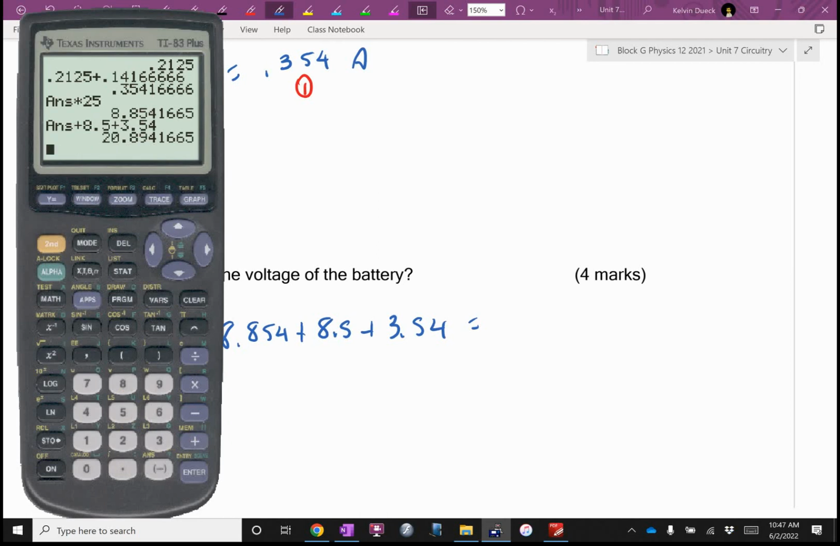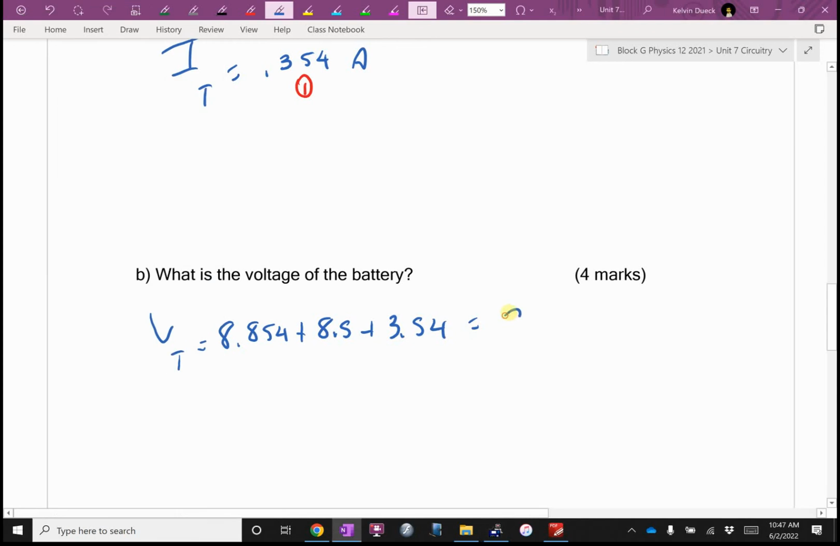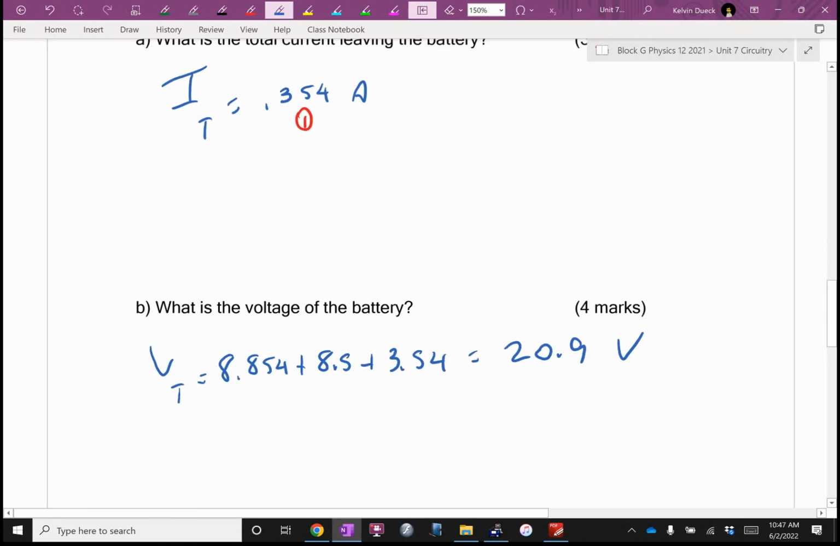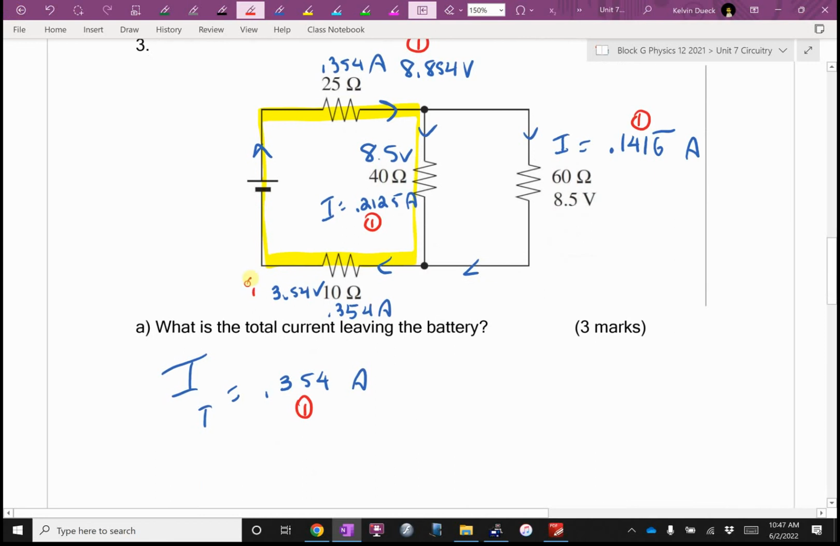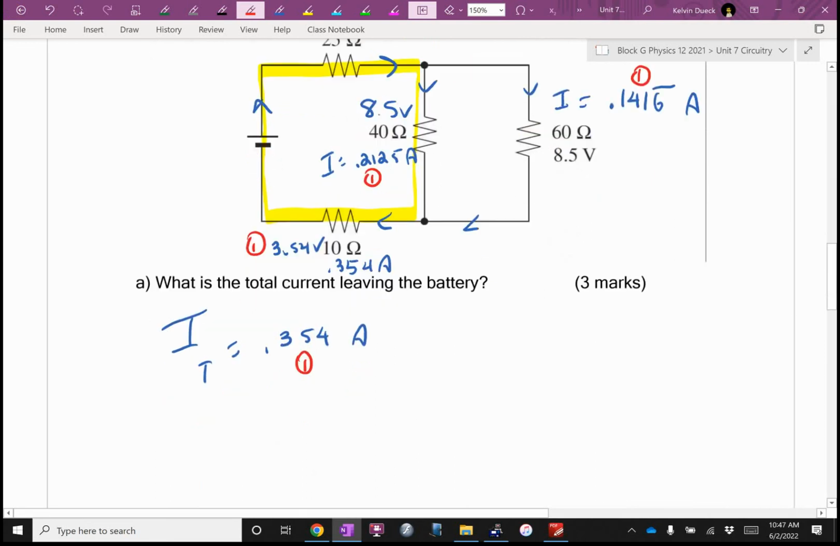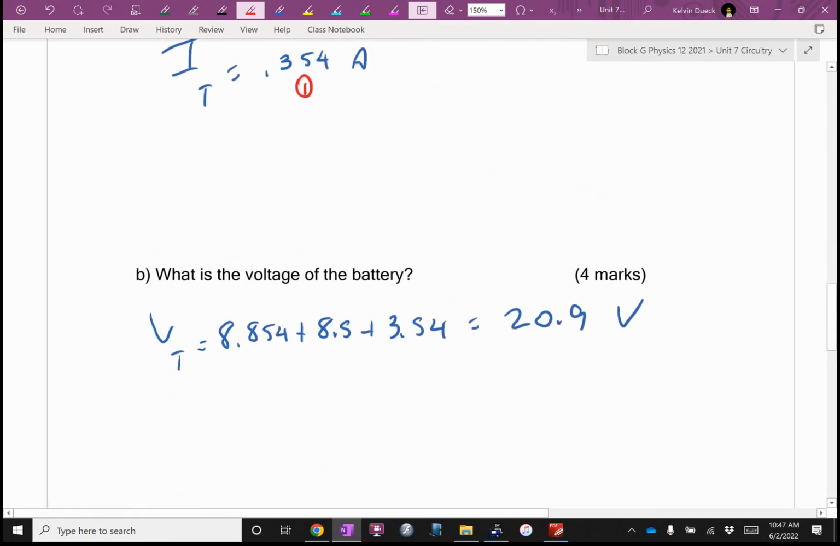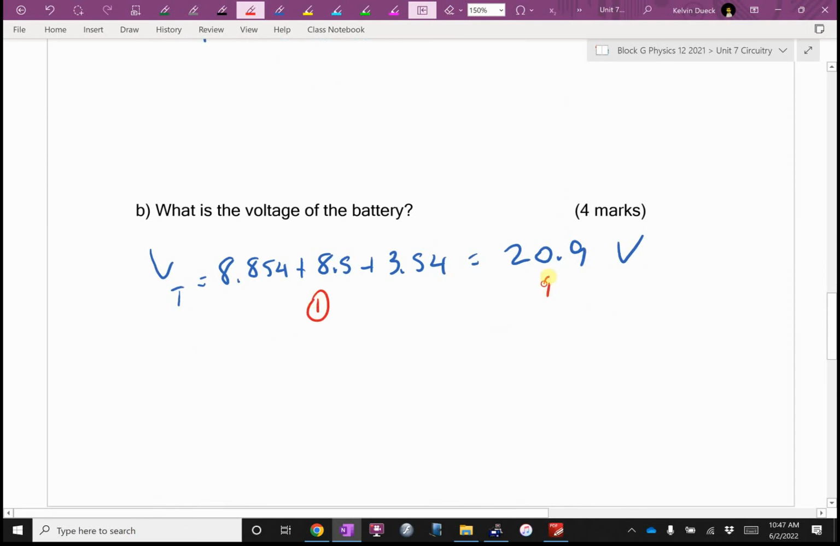Is that correct, folks? People nodding. So 4 marks if you got that. Otherwise, how would I give you part marks? I would give you 1 mark if I saw that, 1 mark if I saw that, and probably 1 mark for cluing in you had to add them together, and 1 mark for the answer.